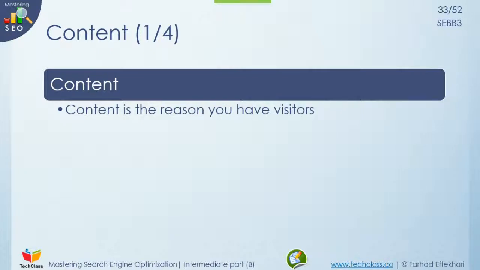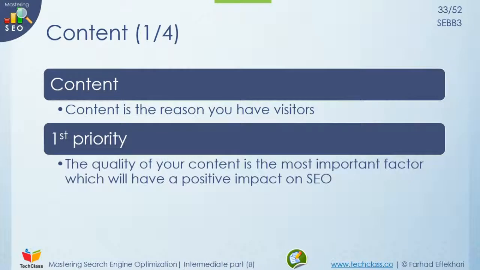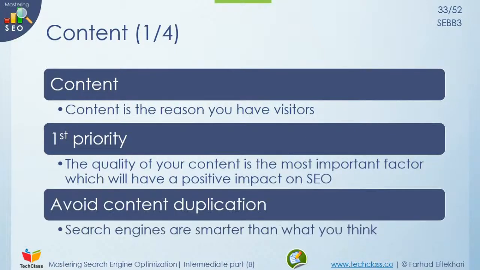And now let's talk about the importance of content. Content is the reason you have visitors. So always try to take good care of them, try to create beneficial content. It's the first priority. The quality of your content is the most important factor which will have a positive impact on search engine optimization. And avoid content duplication.